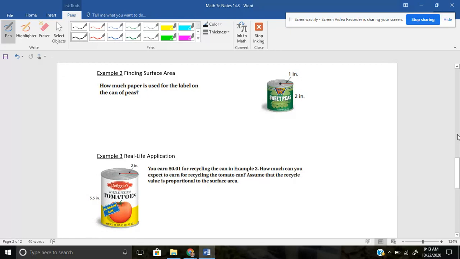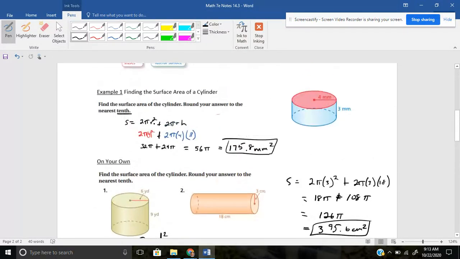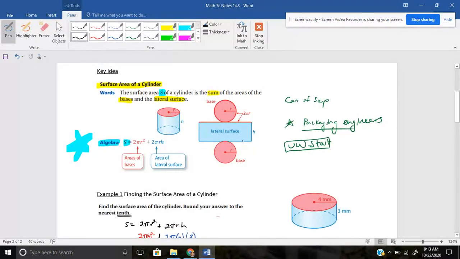Right, in example 2 here, we're finding the surface area, and it says how much paper is used on a label on the can of peas. So realize here that when we're talking about the label, we're just talking about the lateral surface area of the cylinder. We're not talking about the top or bottom. The top and bottom don't have a label, right? We're just talking about this lateral surface portion.